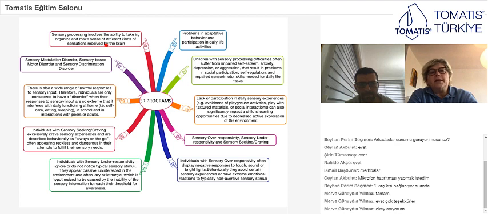I'm over here. Sensory processing involves the ability to take in, organize, and make sense of different kinds of sensations which are received by the brain.